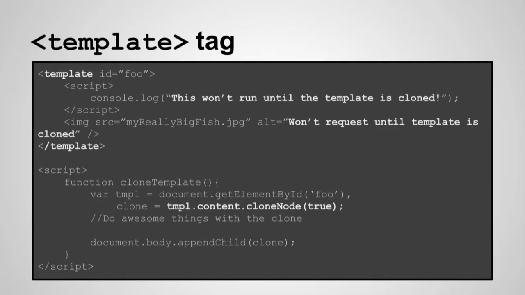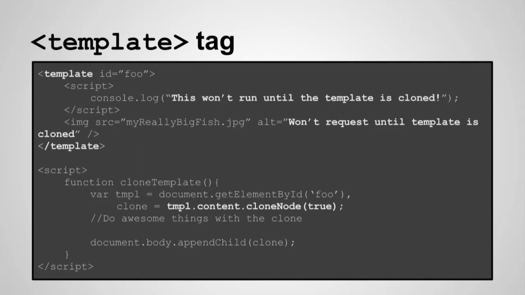The really cool thing, though, is that anything inside a template tag, rendering is postponed. Because, like I said, it's like a document fragment. So for instance, there's a console log there. That's not going to log until you actually go to use the template. That image source, it's got my really big fish.jpg, right? That's probably a huge file. It's not going to request that file until you do something with the template. And then we have an example of a script down below where we would actually do that.